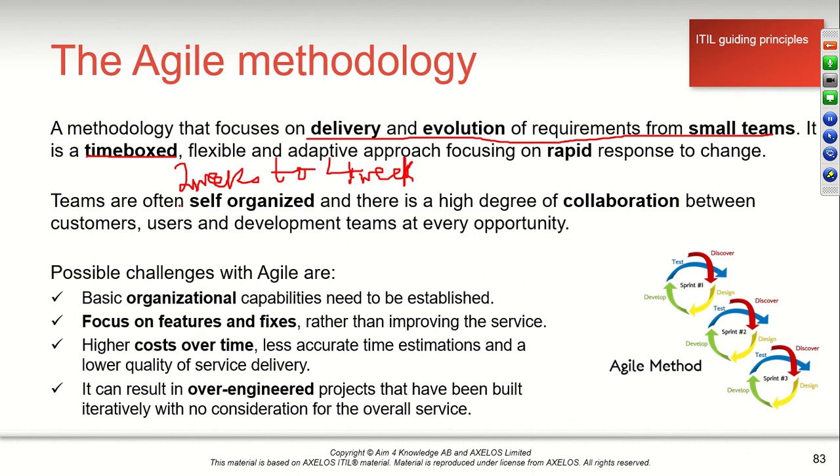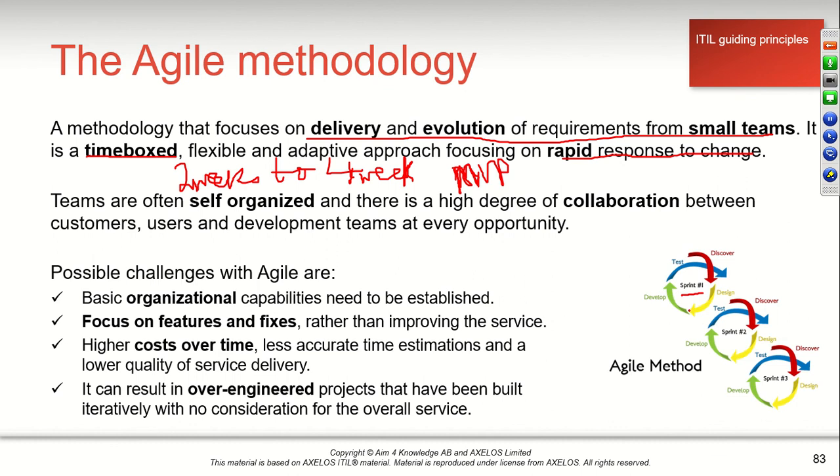And this is supposed to be a flexible, adaptable approach that is focusing on rapid response to change. So within 2 to 4 weeks, we expect a working software or working service which is a minimum viable. Now, minimum viable means that it does not have all the features. So it takes in additional requirements, and the new requirement goes into the new iteration. This is the first sprint or first iteration. After that is done, another one.